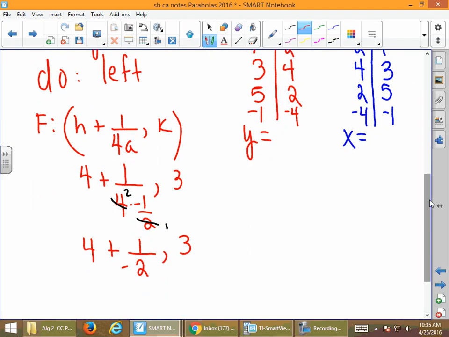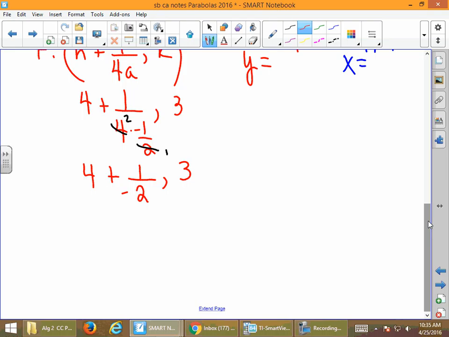I just filled in -1/2 for a right here. So 4 times -1/2 is -2, so it's still in the denominator. When we simplify this, 4 minus 1/2 is 3.5. If you prefer, you can use a decimal. So let's go back and look at our picture here.